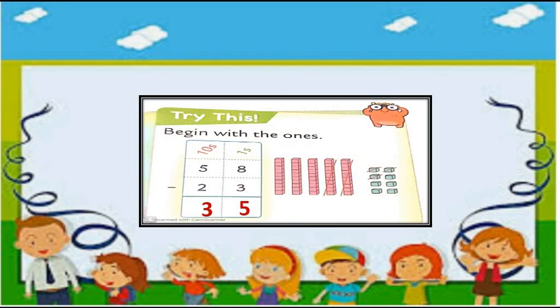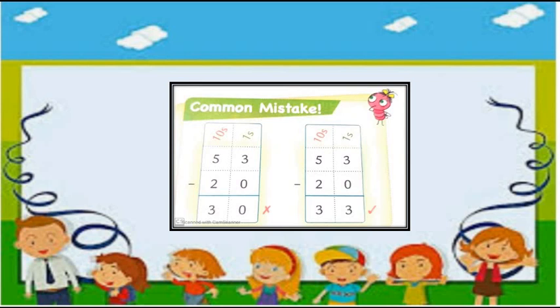Before that, I want to inform you about a common mistake which some students make. They are counting the sums like this: 53 minus 20, they put the number 30 here, but don't do it. Start counting properly. 3 plus 0 we get 3. Start counting from the ones place. After that 5 minus 2 we get 3. 53 minus 20 is equal to 33. This is the proper answer.